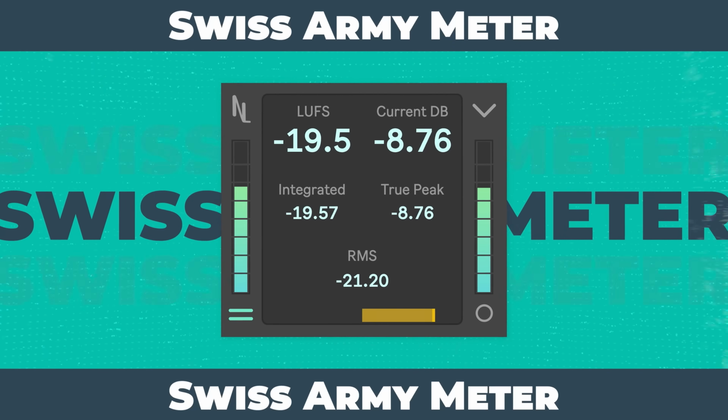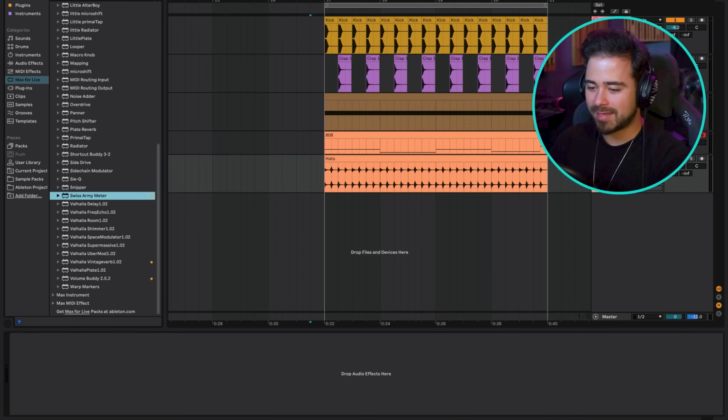The third Max for Live device is Swiss Army Meter, and it helps us see the LUFS of our song very easily in our master. All we need to do is add it in our master channel. This is the plugin. So let me just drag it in.